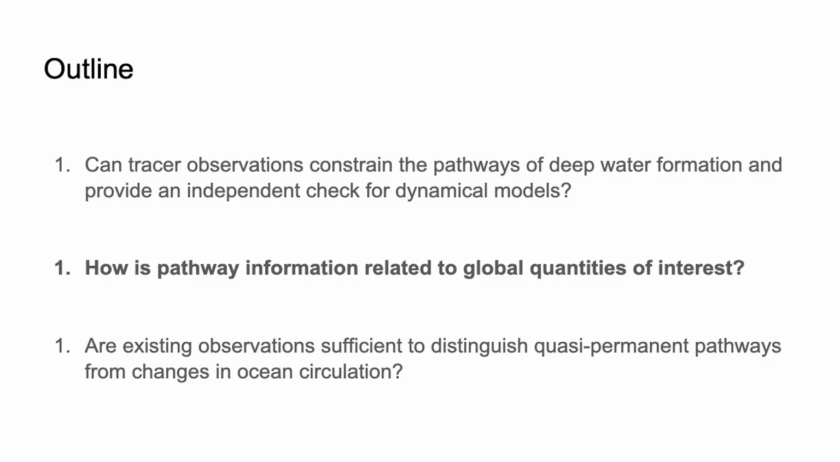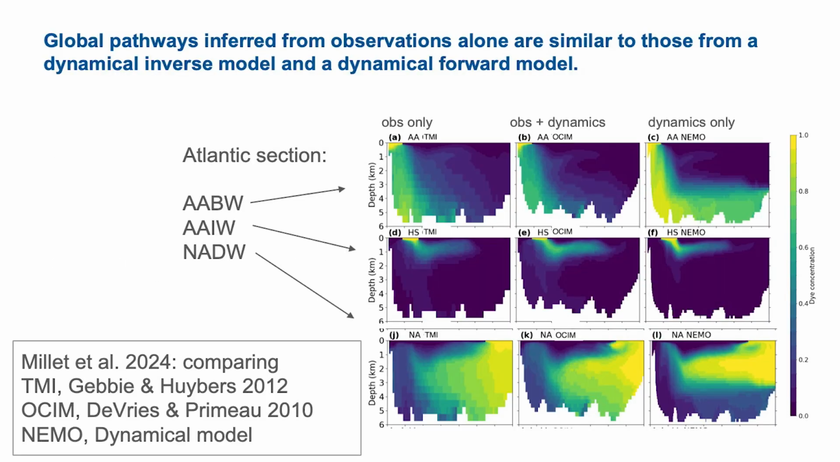Okay, so let's go to question number 2. How is pathway information related to global quantities of interest? Well, let's take the same kind of analysis, which I call TMI, but apply it to the global ocean. So it's going to be at more coarse resolution, 2 degree by 2 degree horizontal resolution, about 33 vertical levels. So we've used a climatological atlas of data. We've got temperature, salinity, oxygen, phosphate, nitrate. We've got oxygen isotope ratios in there as well. And the first question is, really, does this work using just observations at a global scale?